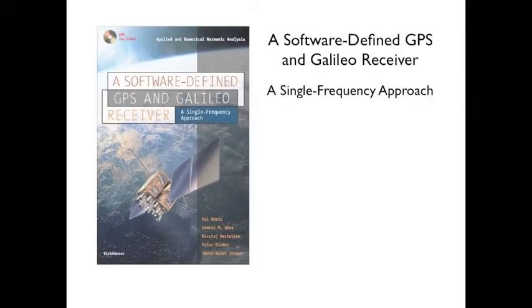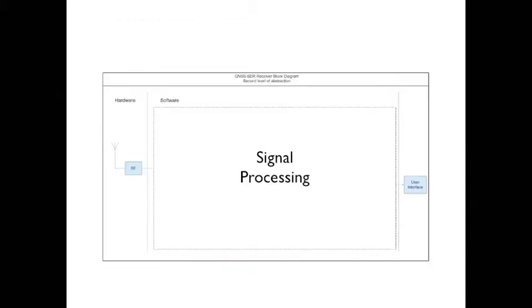This GNSS-SDR receiver is based on the model presented in the publication Software-Defined GPS and Galileo Receiver, a single-frequency approach. This model can be represented by boxes, meaning specific signal processing tasks, and arrows connecting these boxes that represent the flow of signal samples. So what we have is a flow of data samples originating in the front end.